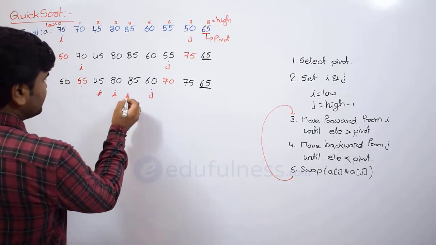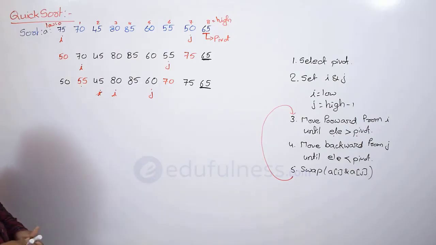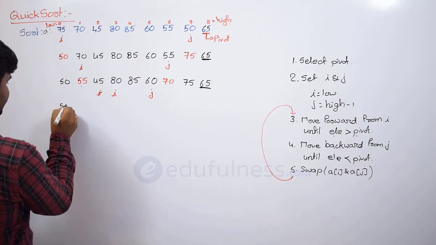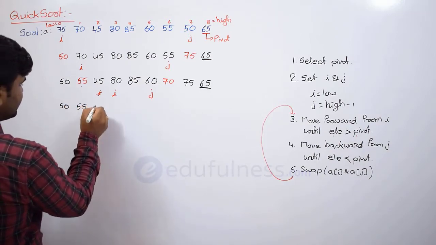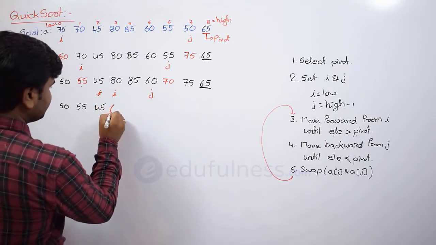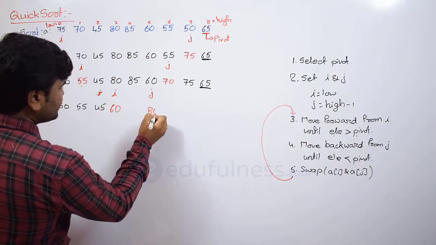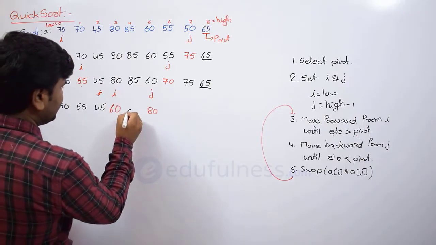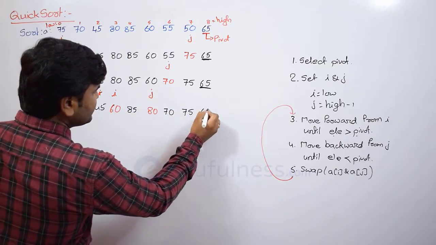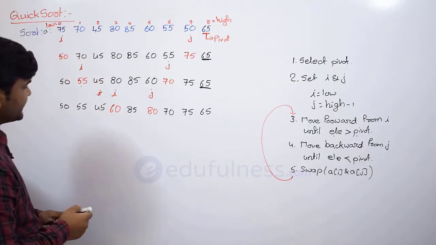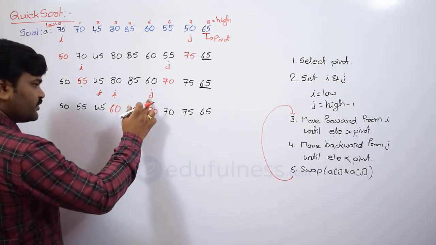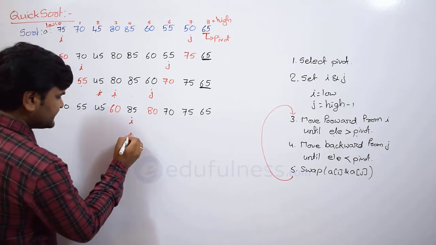Then you perform the swap operation, right. If you perform the swap, what we get here is 50 as usual, 55, and this is not going to change, 45, and importantly we get 60 here, and then 80 of course, and then the remaining elements 85, 70, 75, 65. Now very importantly, I is moving one step forward, so it is here, and j is moving one step backward, so it is here.